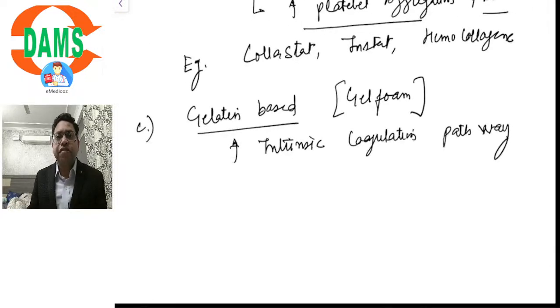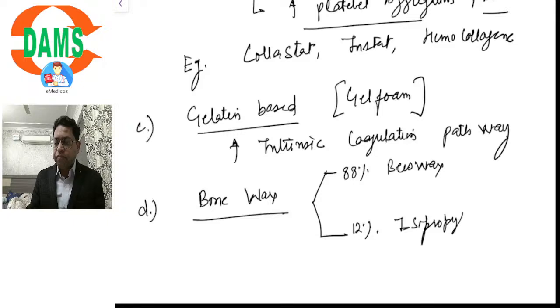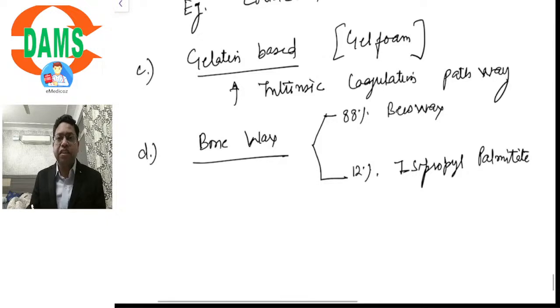Intrinsic coagulation pathway. Then we have bone wax as a local hemostatic agent. This is a very old local hemostatic agent and it consists of 88% beeswax obtained from honeybees and 12% isopropyl palmitate. But this beeswax impairs wound healing.